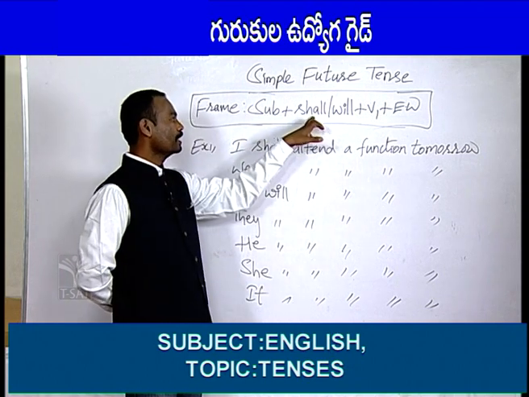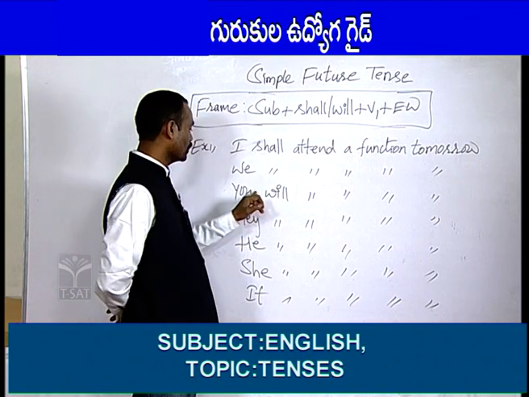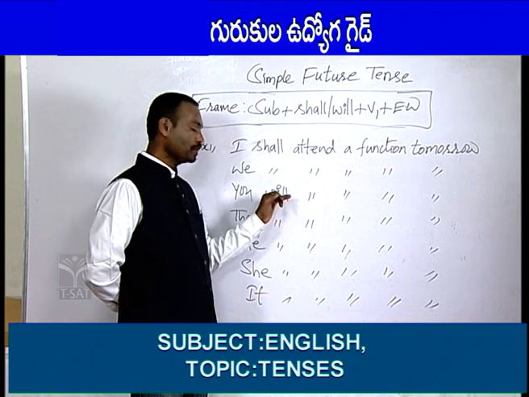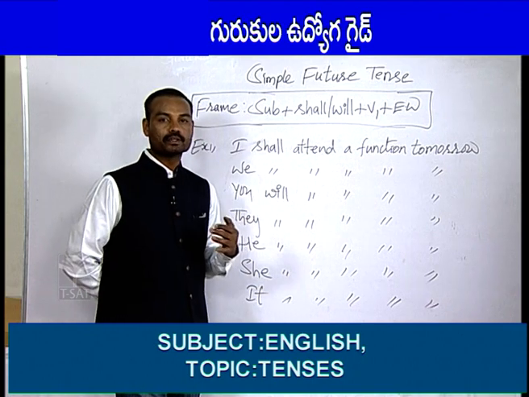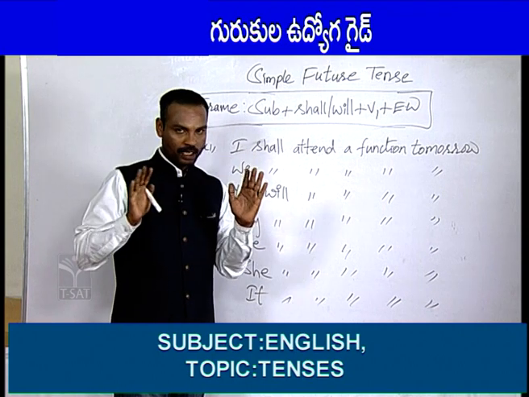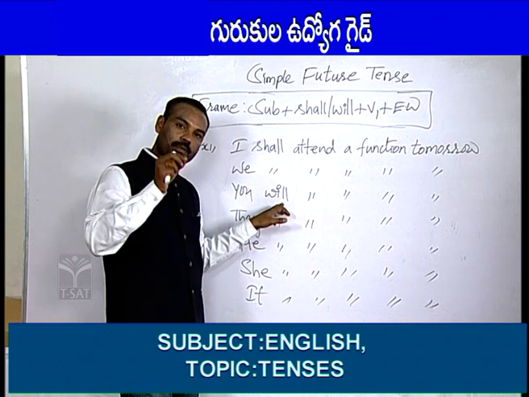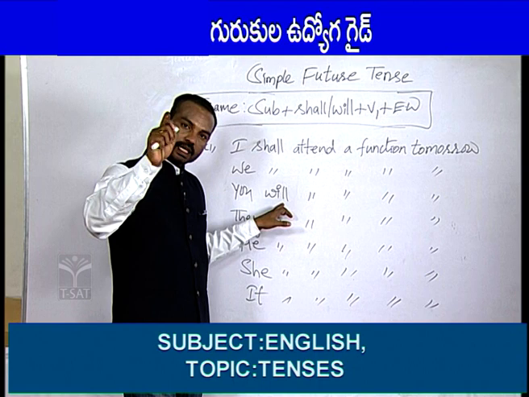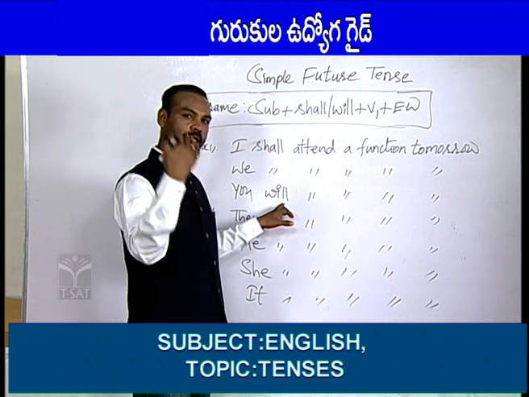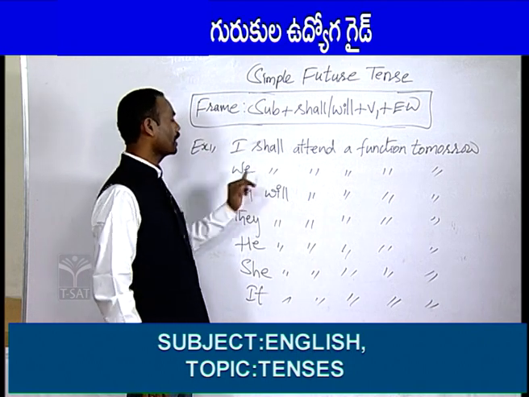So friends, shall should be used after I and we. Will should be used after you, they, he, she, it. Sometimes we can use will even after I and we also. So after the first two subjects, I and we, we should use shall. After the remaining subjects, we can use will. Will can be used after you, they, he, she, and even after I and we also we can use will. After any subject, will can be used, but shall should be used after I and we.